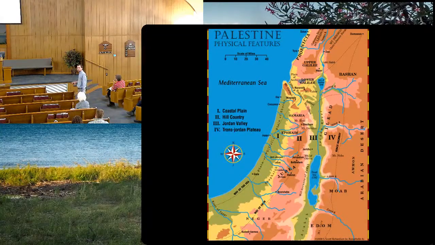Okay, so this is something we introduced on Sunday morning. With this map, you may want to make these 1, 2, 3, 4s across your central Israel map. To cover these again, the four are: coastal plain, the hill country, Jordan Valley, Transjordan Plateau. Keep saying that over and over again because it's critical.